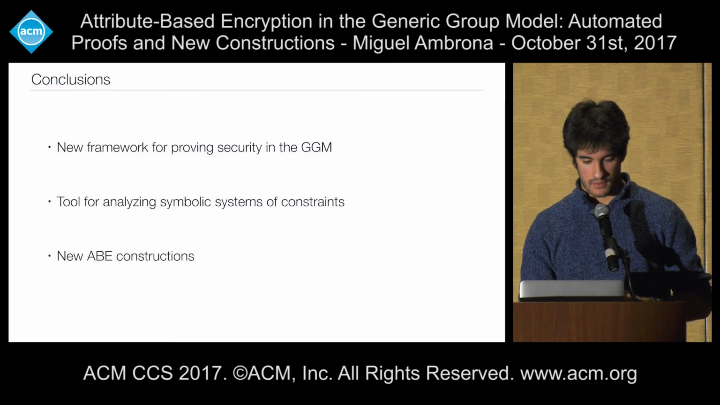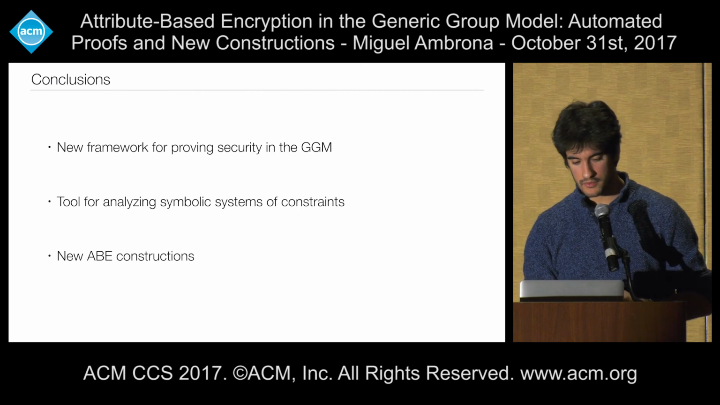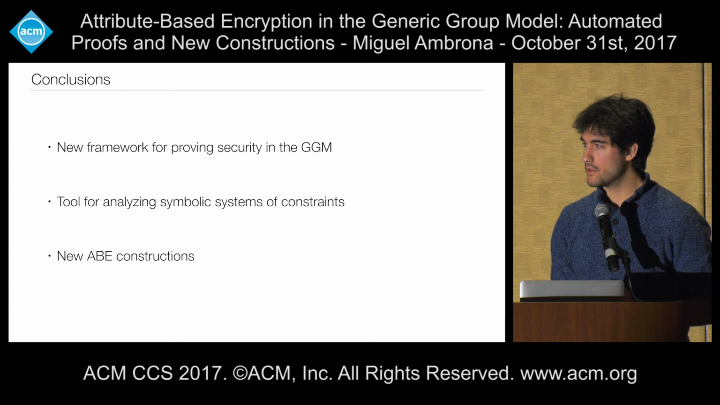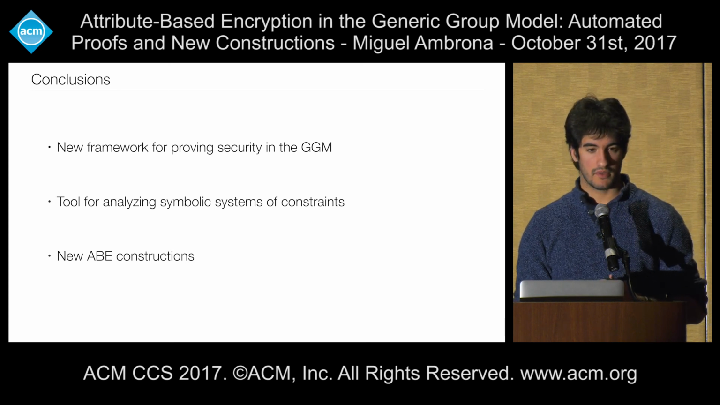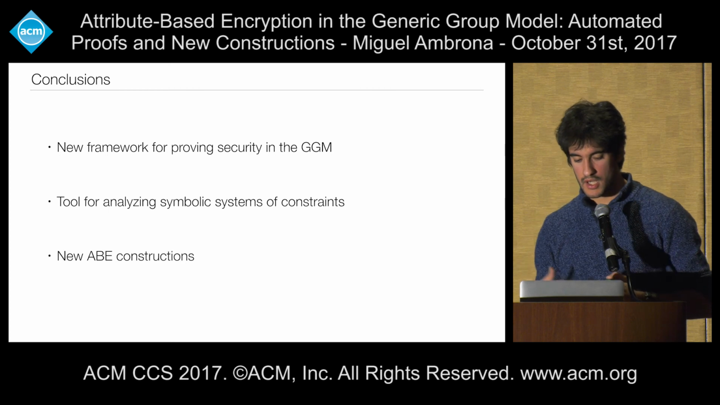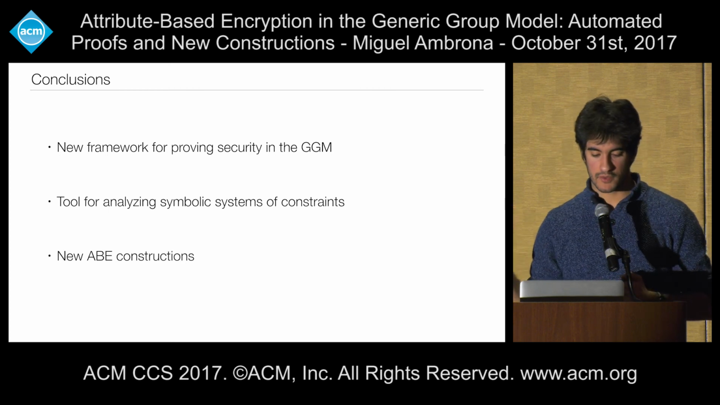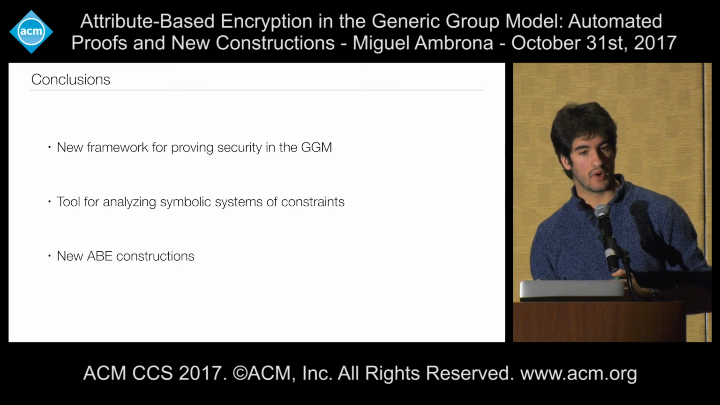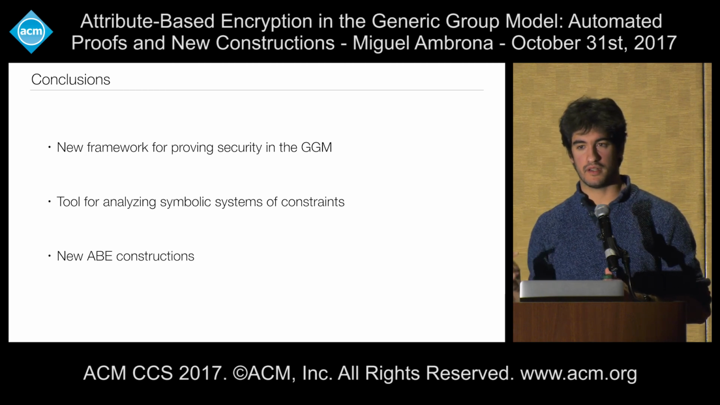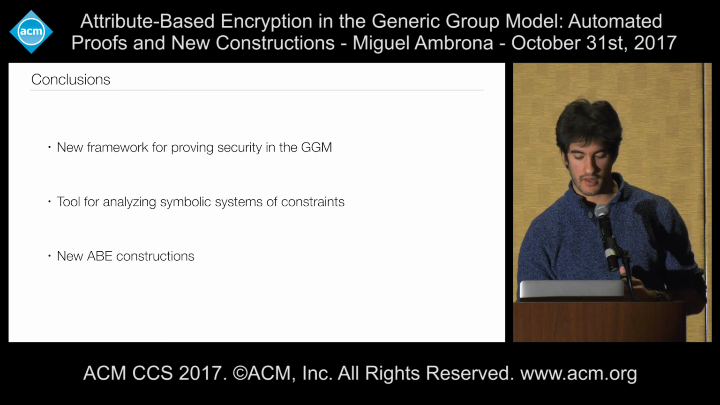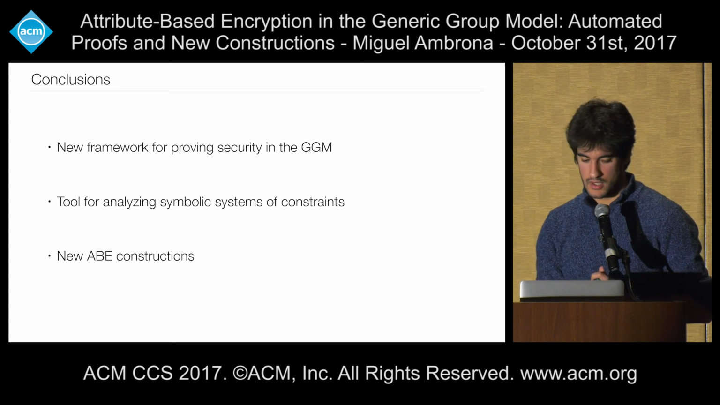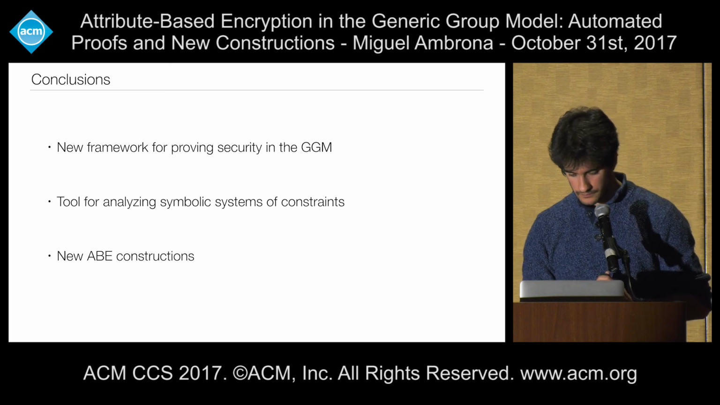All right, so I'm going to conclude. In this work, we provide a new framework for proving security in the GGM that captures divisions in the exponent. We have a tool for analyzing the symbolic experiments, and after applying our master theorem, that implies security in the generic group model. And we provide new constructions. I refer to the paper for those.